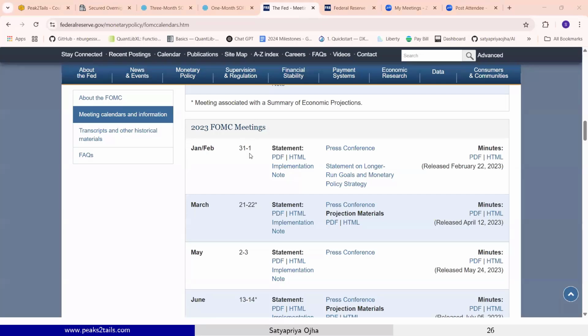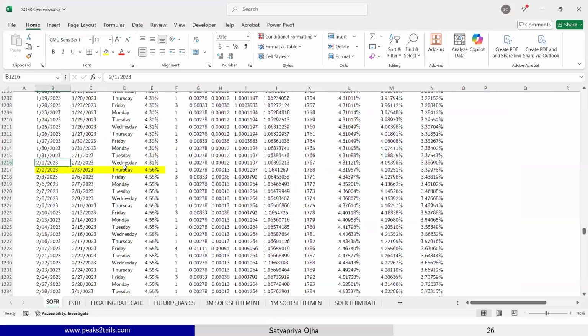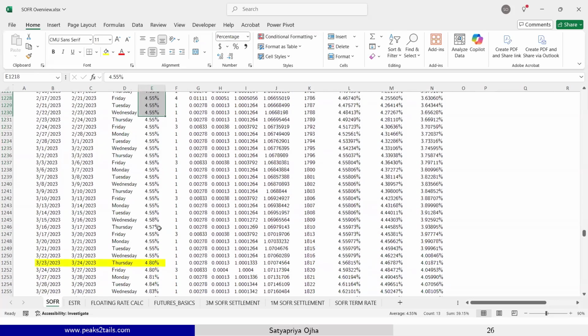Let's go back to the SOFR rates. 1st February, look at this. Till 1st February, this is all constant, 4.31, 4.3, not much change, pretty much constant, right? After that meeting outcome, on the 2nd February, there is a 25 basis point jump. Do you see it? So the biggest driver for SOFR evolution is those FOMC dates. There are jumps, 25 basis point jumps. And then that continued, pretty much constant, right?